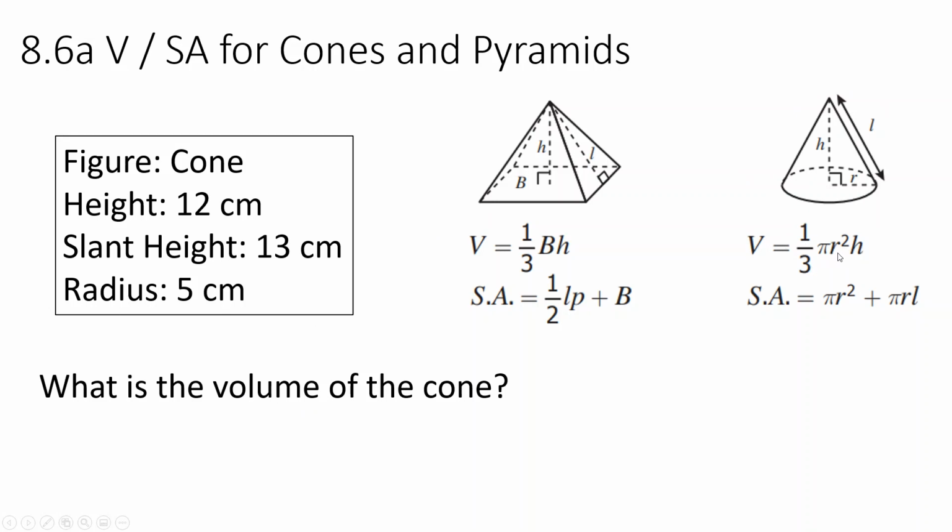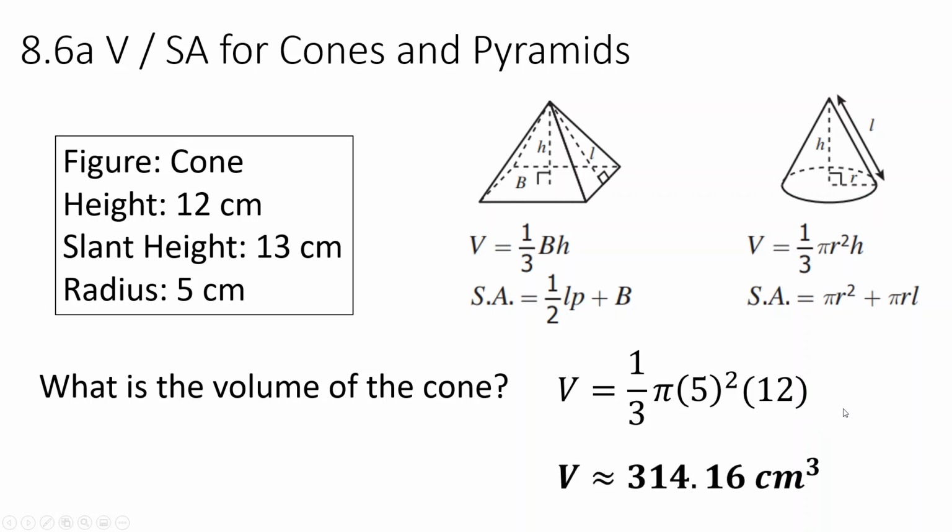R stands for radius, and they gave us the radius. H is the height. They gave us the height. Now, in this information, they gave us the slant height, but we don't need to know the slant height for volume. So you just plug in what you know. You can use your Desmos calculator for this. Set it up properly. 1/3 pi radius squared times height. And it works out to about that. We rounded to the hundredths here. We're going to move on. So this is the formula you would want to use for this problem.